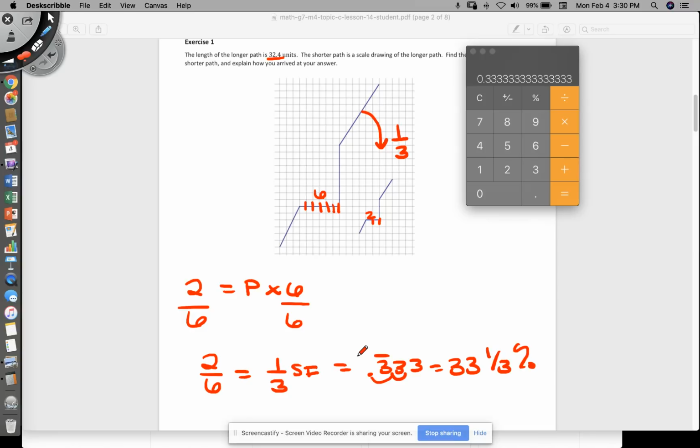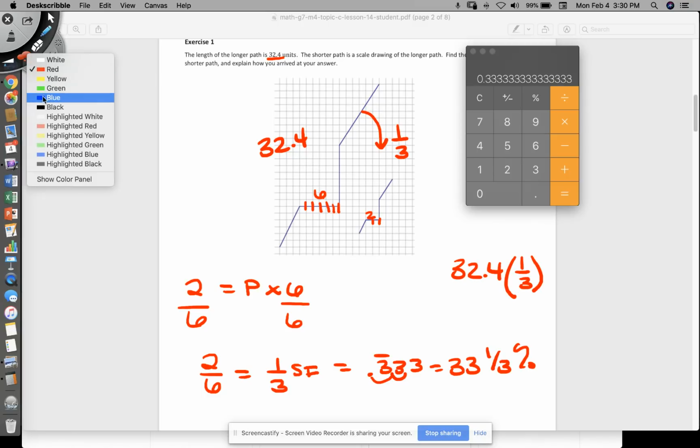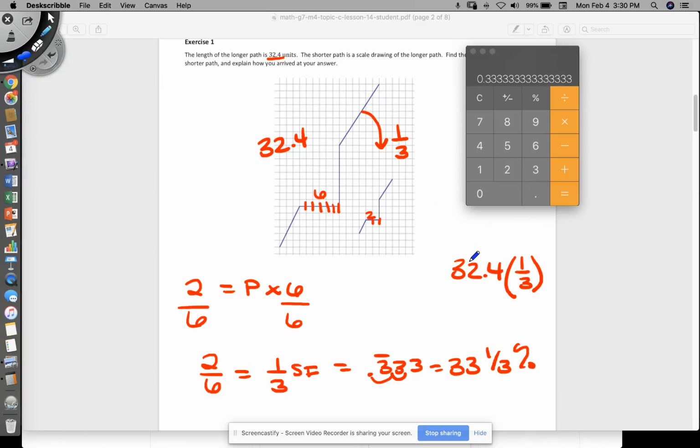Now I wanted to find the length of the shorter path and explain how you came to this answer. So the longer path was 32.4. I need to find the length of the shorter path. So we're going to take 32.4 and times it by our scale factor of 1/3.